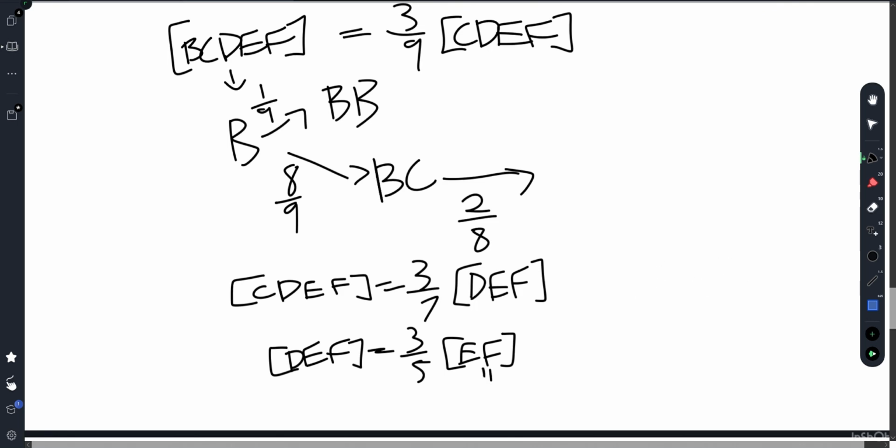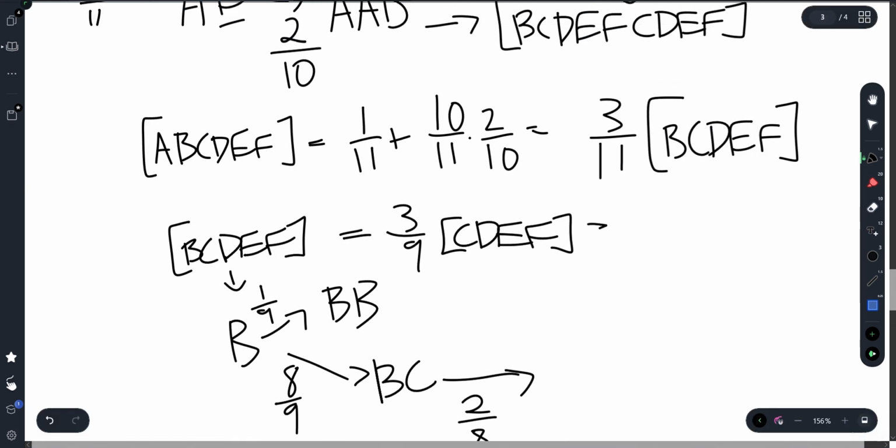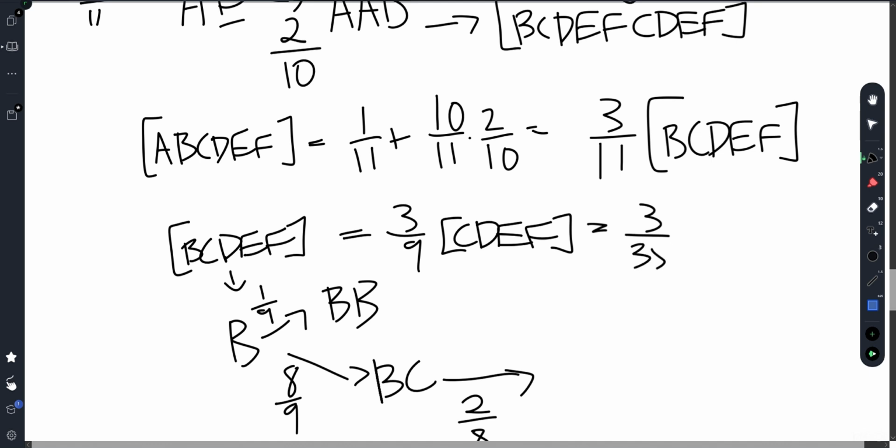And so this is why the probability of EF is 1. So the probability of DEF is 3/5. The probability of CDEF is 9 over 35. The probability of BCDEF is equal to 3 over 35. And the probability of ABCDEF, which we wanted to find, is 9 over 385. Adding this up, our answer is 394.